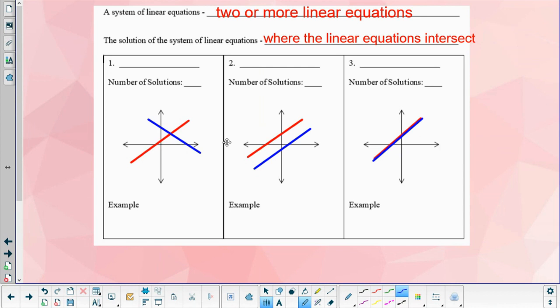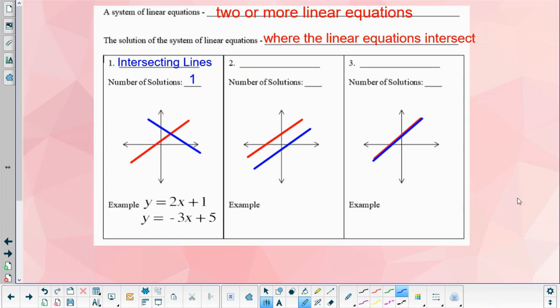Okay? Now these are the possibilities we can have. You could have 2 lines. You see my red and my blue line. They cross one time, so they have one solution. And that is an example of just 2 intersecting lines. Okay, intersecting lines cannot hit more than once.